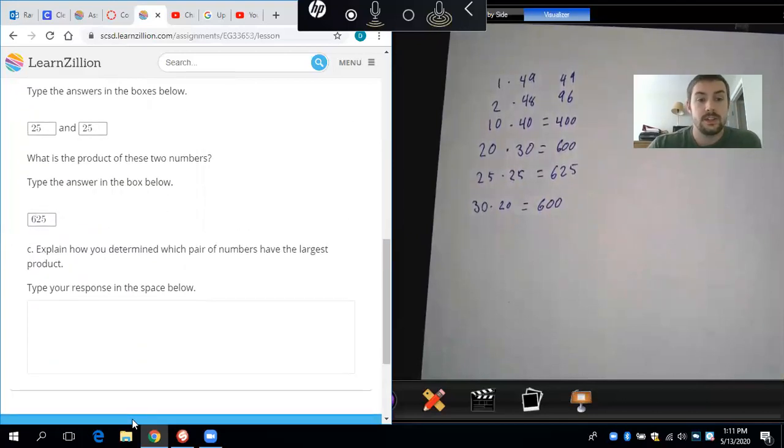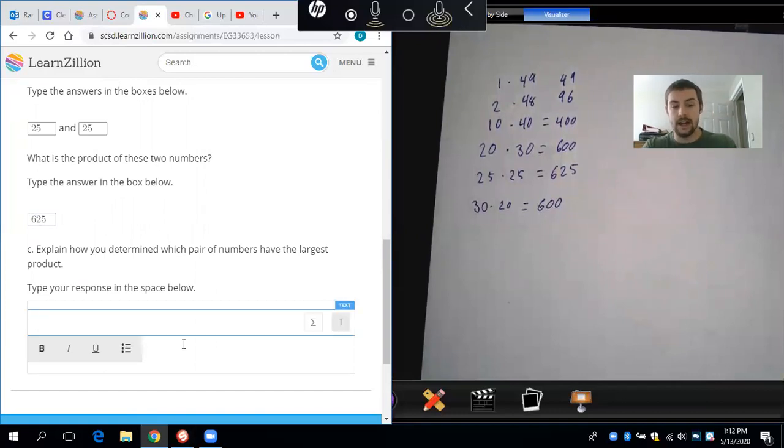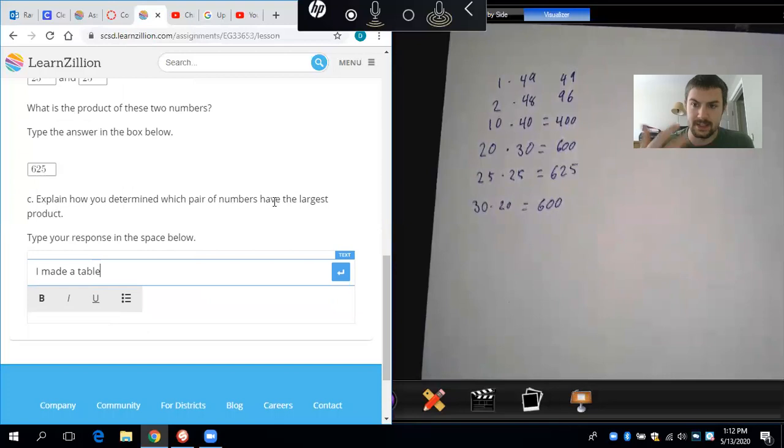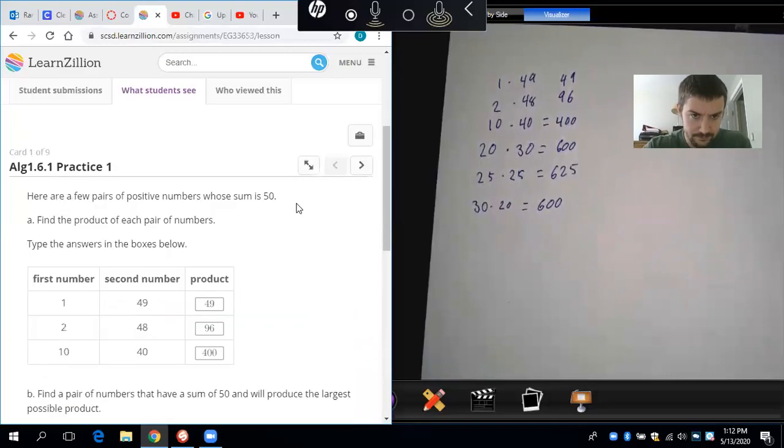So how did you determine it has the largest product? So what I did, I knew it, but what I did, I kind of showed this was, it's not a table with every single number, but I made a table. Maybe you did this before, maybe you used guess and check, okay? But how did you find that, okay? And so again, this is just introducing us to the beginning of quadratics.